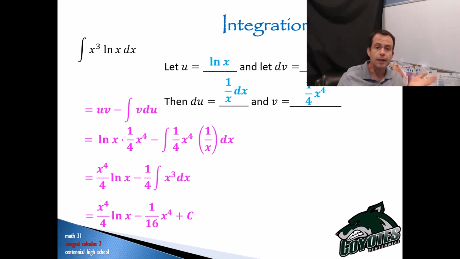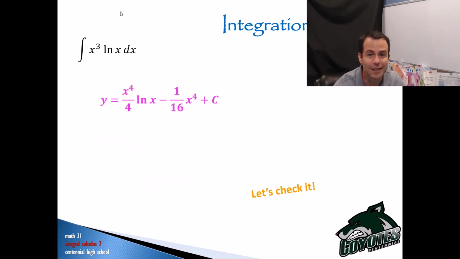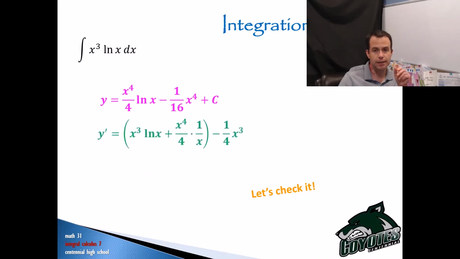Okay. All right. Now, how would we check that? Well, if I want to check that, I would want to take the derivative of this and see if I ended up where I started, right? So let's do that. We're going to take the derivative of this. This becomes the product rule. So we have the derivative of f, which would be the 4 would come to the front, and then that would be x cubed. So that would be x cubed ln x plus x to the 4 over 4 times the derivative of g, which is 1 over x.